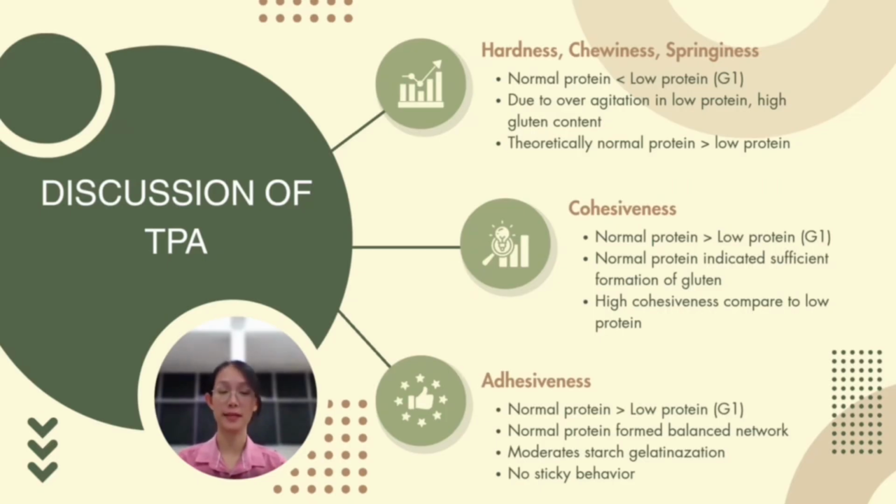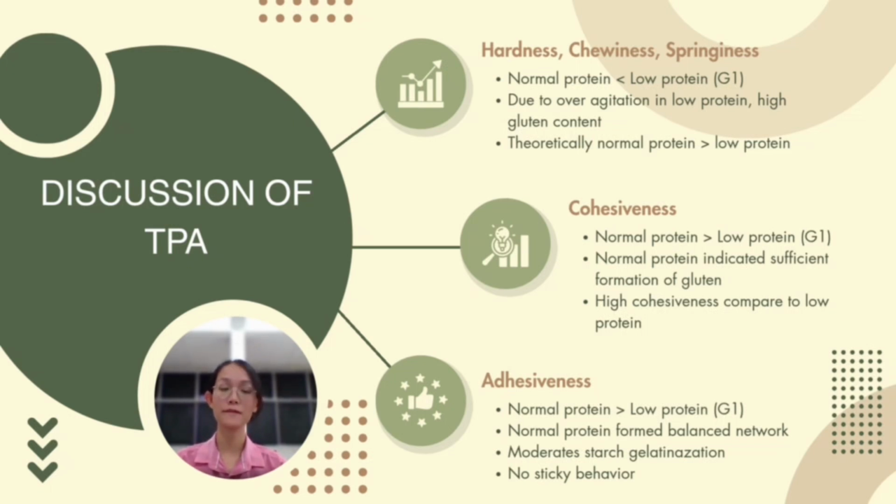Based on the graph of copy A, the hardness, chewiness, and springiness of the normal protein muffin are lower than the low protein muffin. This contradicts the theory. Theoretically, the lower the protein content, the lower the gluten content, the weaker the gluten network. The softer the muffin and the less chewy the muffin. The lower the gluten content, the less elastic the muffin, then the less the springiness of the muffin. This result might be due to over-mixing, which leads to a stronger gluten network in the low protein muffin.